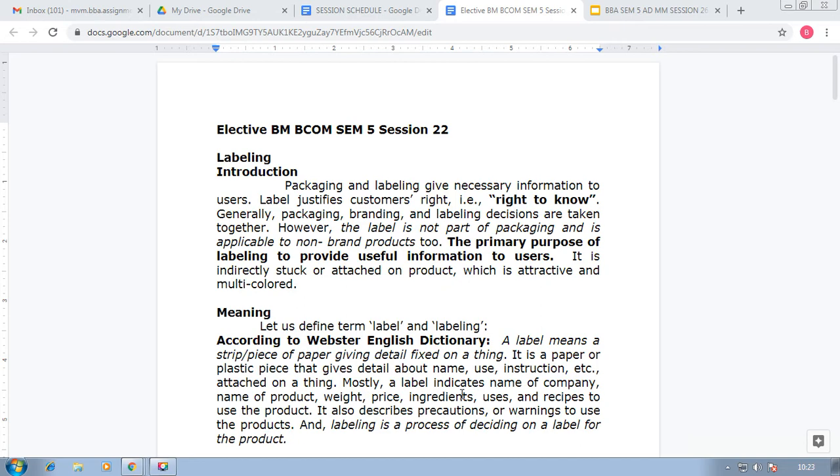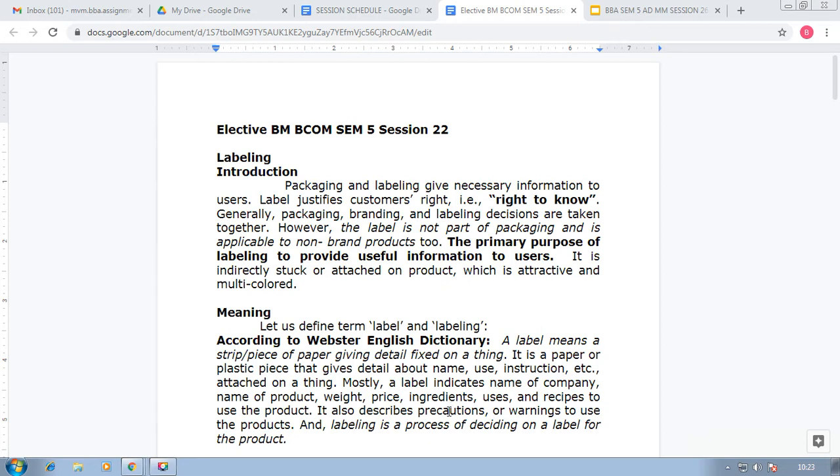So mostly a label indicates the name of the company, name of the product, weight, price, ingredients, uses, and recipes to use the products. If the product is technical, it also describes precautions, for example for medicine. It also describes the precautions or warnings to use the products. So the label contains necessary information related to the product that customers can get when they purchase it, just by reading the label.